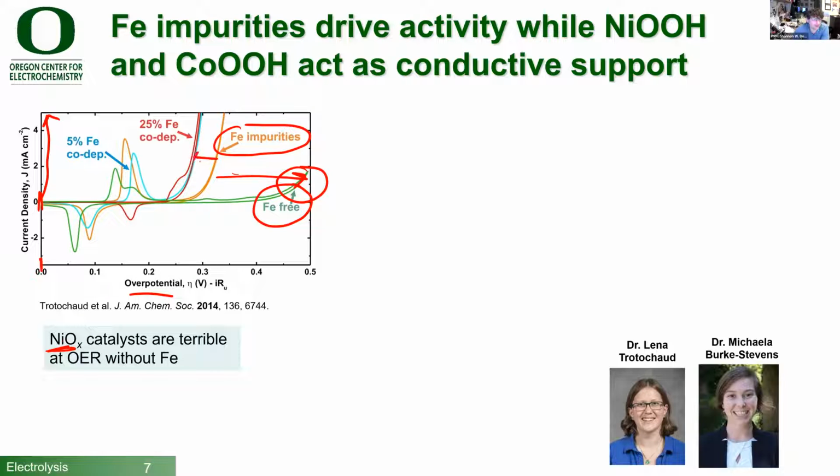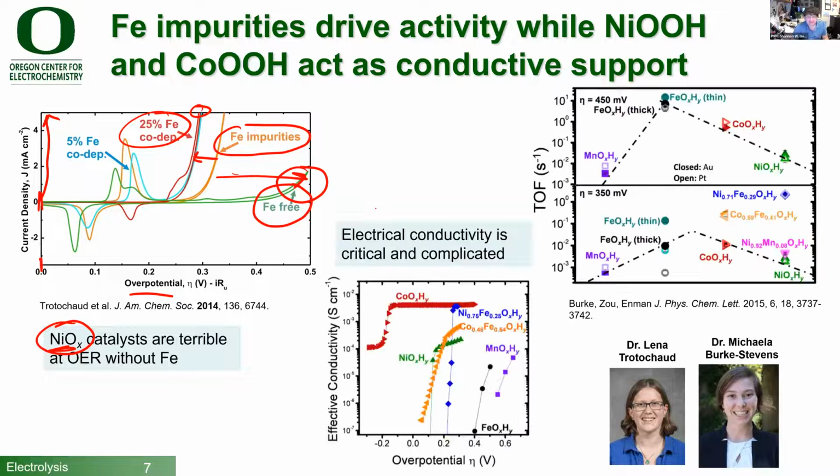And if you add iron intentionally, this is the world record catalyst still, on a per site basis or per materials quantity basis, for making oxygen in alkaline conditions. So it shows you that understanding the actual surface composition is really critical to how these catalysts work. And that's going to hold in all of the systems we're going to study.